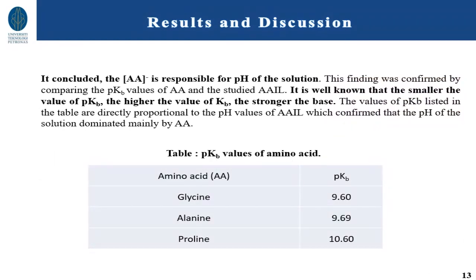From the graph, it is concluded that the AA is responsible for the pH of the solution. This finding is further confirmed by comparing the pKb value of the AA and the studied AAIL. It is well known that the smaller the value of pKb, the higher the value of Kb and the stronger the base. Okay, so this table is telling the value.